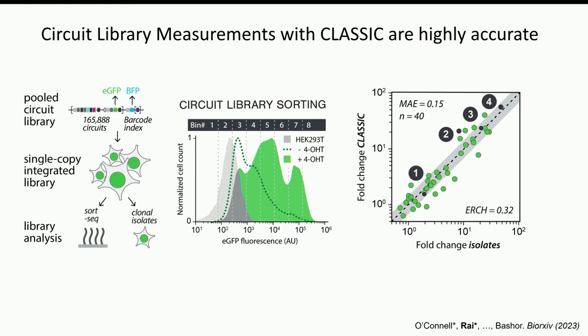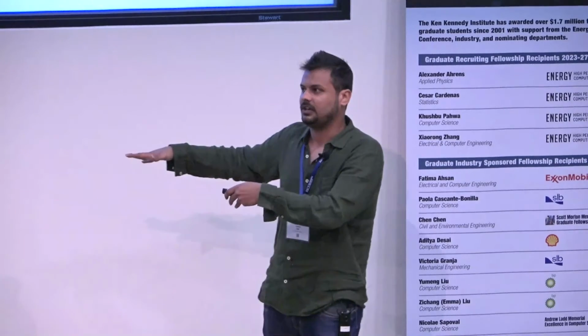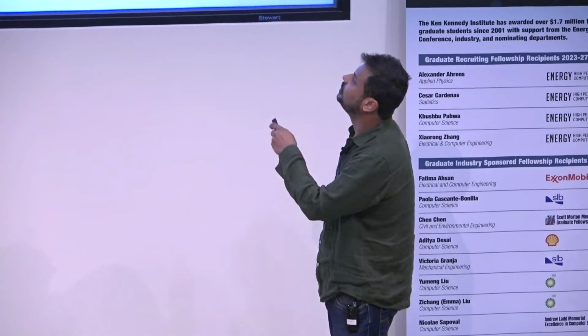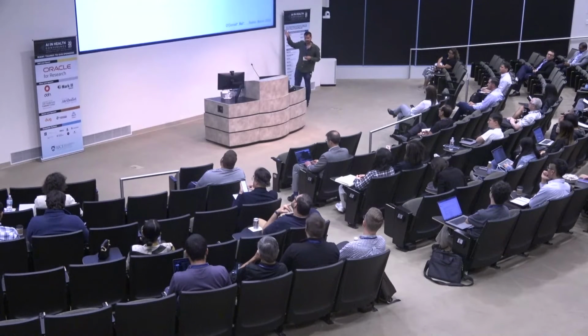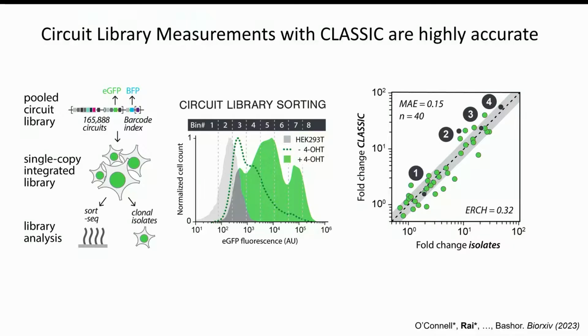So we sorted the library twice, once with and once without inducer, and got 2 measurements for each of our 166,000 circuits. At the same time, we built 40 of these circuits from this library at random and measured them directly on the flow cytometer, so that we could compare the fold changes of the actual variant's behavior, which is on the x-axis here, and the fold changes that we got from our next-generation sequencing assay from Classic. And we were really happy to see that Classic performed well and could really accurately capture the fold change responses of these circuits at random.